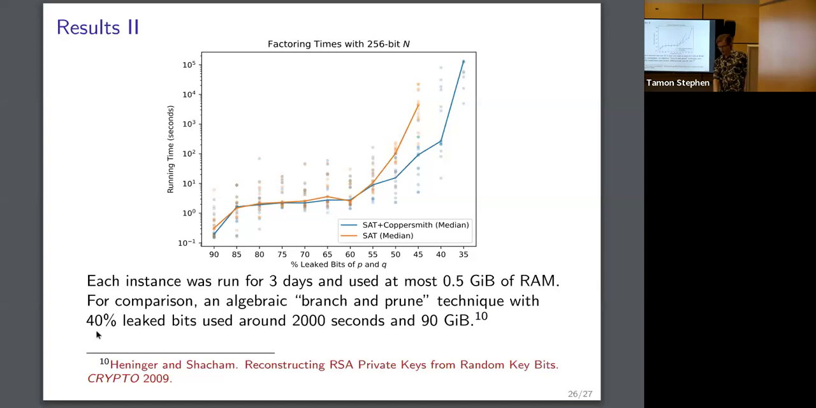So we did, with 40% leaked bits, it took around 2,000 seconds, where we were able to do it in about 100 seconds. So again, the SAT plus Coppersmith was faster. This could have been partly due to the fact that, in their code, they just stored all the branches in memory, which turns out to really blow up the memory usage. One of the tricks of SAT solving is the solvers are very well tuned and very cognizant of their memory footprint. The solver here uses at most half a gigabyte of RAM. They're constantly keeping the memory usage down because that speeds up the overhead of the solver.